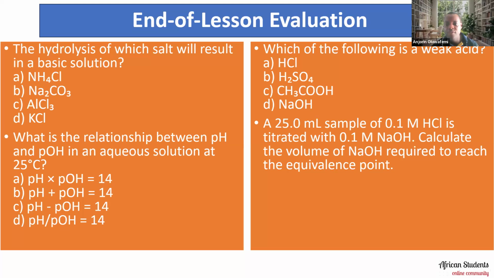All right. You have to do a little calculation with this question. It says a 25 ml sample of 0.1 molar HCl is titrated with 0.1 molar sodium hydroxide. Calculate the volume of sodium hydroxide required to reach the equivalence point. So please get your pen, get your paper. Please do the calculation and let me know what the answer is in the comment section. You notice that I did not put any option to this. It was deliberate, actually. So solve and put the answer in the comment section, and then I will tell you if you're right or you're wrong.